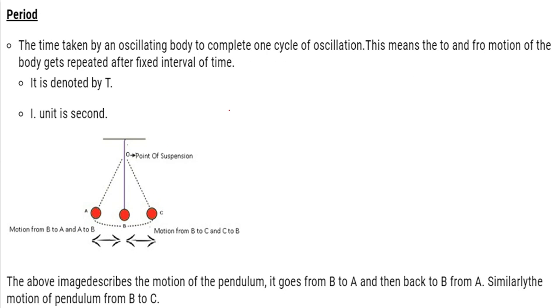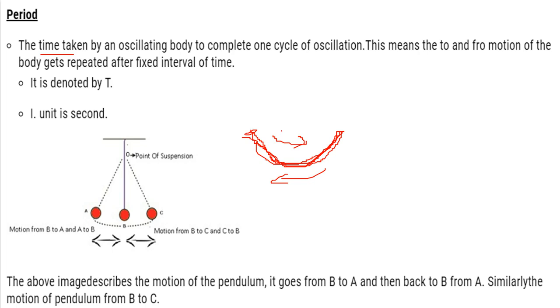Any oscillating body, when it is completing one cycle of oscillation, we call it a time period, or the time taken by the oscillating body to complete one cycle of oscillation, which means the to and fro, going from this point to this point, and coming back. This means to and fro motion of a body, which gets repeated because after coming here, it will again go back to this position and come back. Go, come back. So go, come back, this combined is known as the time period.